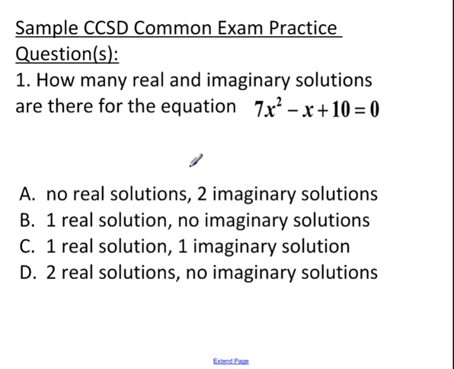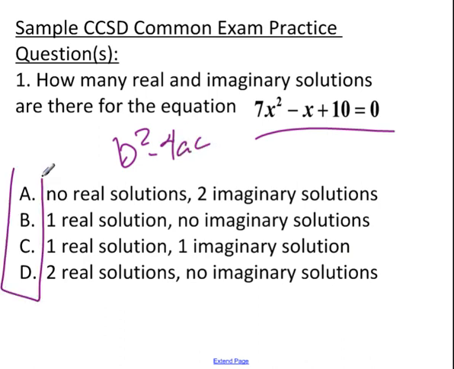Alright, so this is exactly how it's going to look on your semester exam type question. This is how it's going to look on your real test. Take this, use your b squared minus 4ac, and you decide which one of these answers it's going to be.